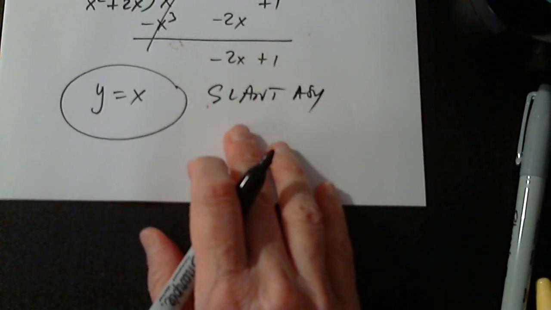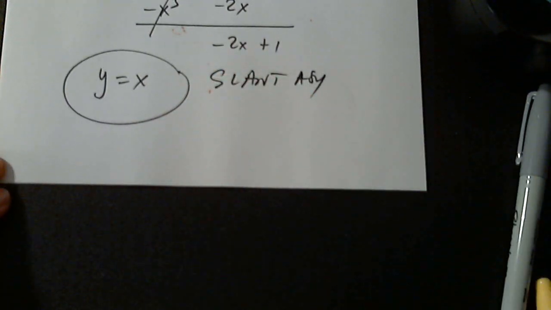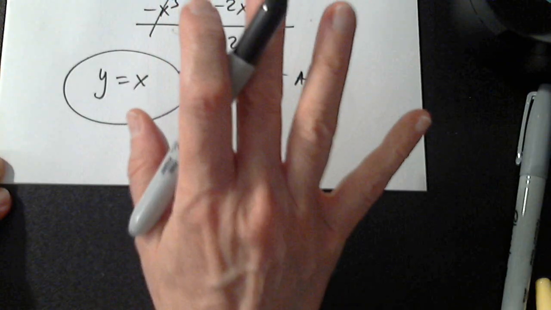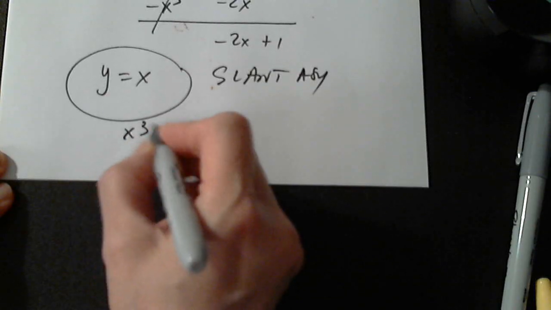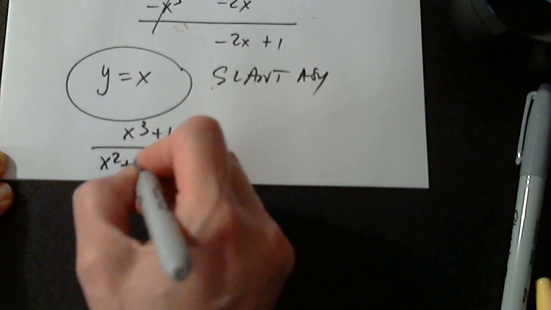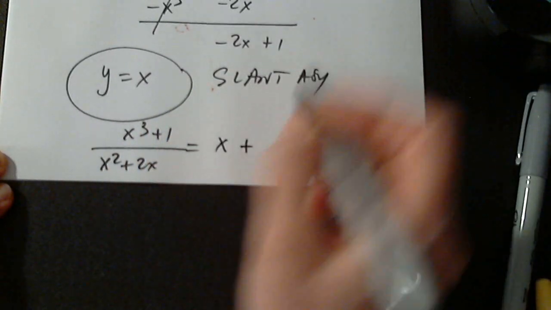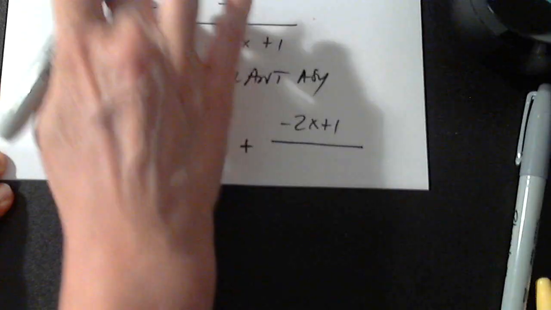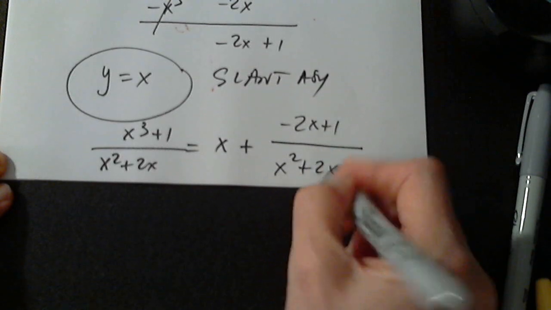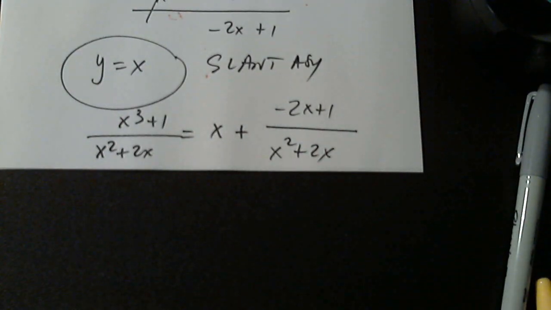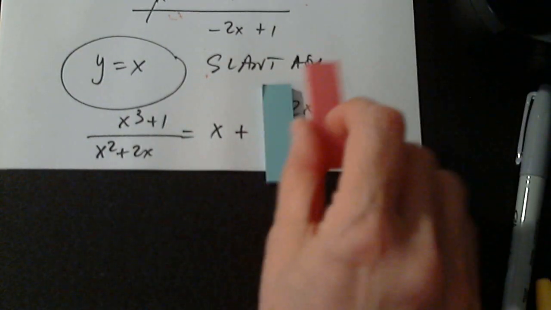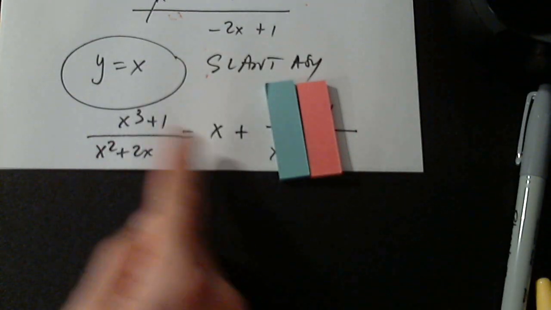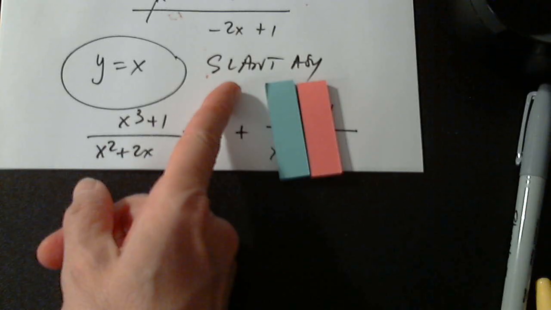Why? Because I know Kevin is going to ask, and he's right. Why did you pick just the quotient? What about the remainder? Here's why. So, x to the third plus 1 over x squared plus 2x is x plus the remainder, negative 2x plus 1 over the divisor. And rightfully so, you're going to ask, where does this go? Why do you pick just the quotient to be the slant asymptote?